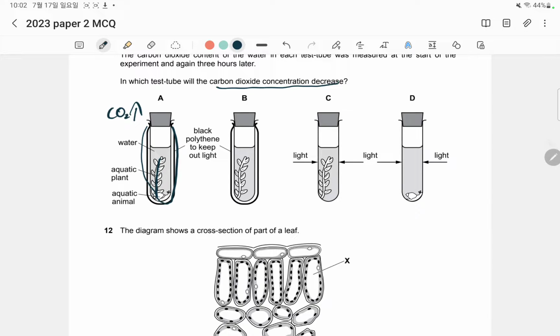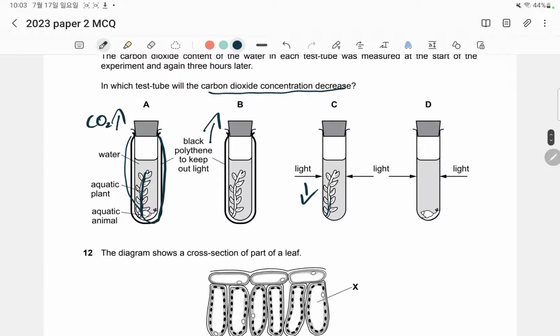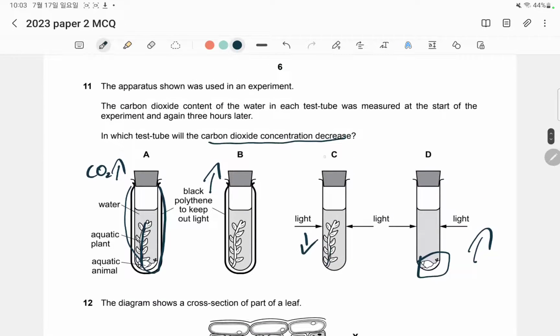B, it's the same. The plant will respire, no photosynthesis, so carbon dioxide concentration will increase. However, C, we have light. The plant is able to photosynthesize, thus the carbon dioxide concentration for tube C would decrease. And for D, we have this mammal here. It will respire, and CO2 concentration will increase. So the correct answer would be C.